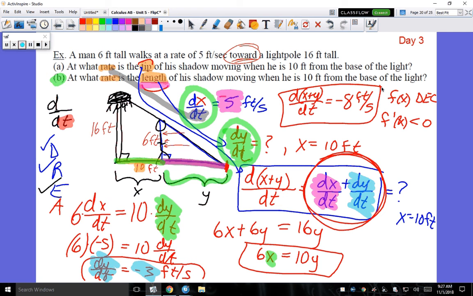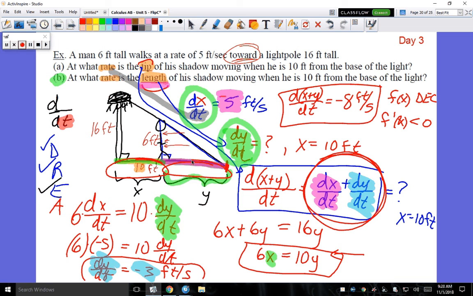So in my opinion, this can be like a level 6 or level 7 if you struggle to set it up. But once you set it up and you got here, this is fairly easy. Fairly easy. But the hardest part in my opinion is knowing to set up these pieces independently and writing dx/dt as a negative 5 instead of dy/dt as a positive 5.